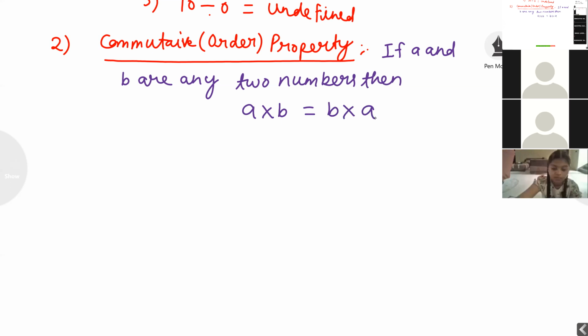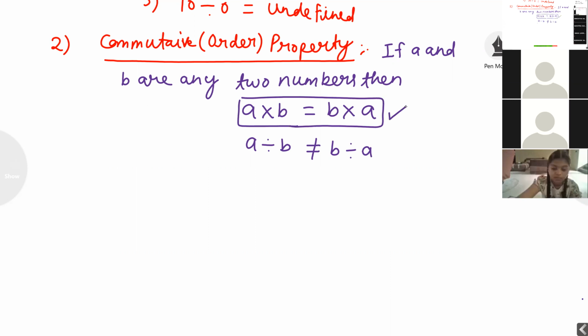Again, same thing, we can't apply commutative property in the case of division. Why we can't apply? I will give proof also. A divided by B is not equal to B divided by A. With the help of examples, I will prove why we can't apply commutative property in the case of division.